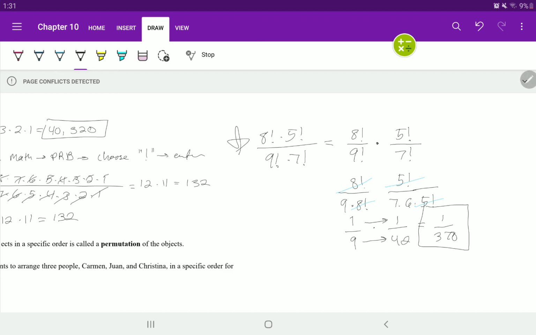But other than that, that's how you go about it, guys. So hopefully this makes sense to you. And this is the end of the video. We're going to transition into permutations and knock that out. All right.